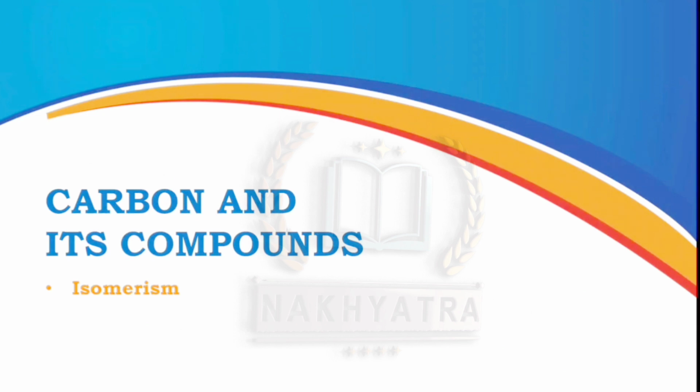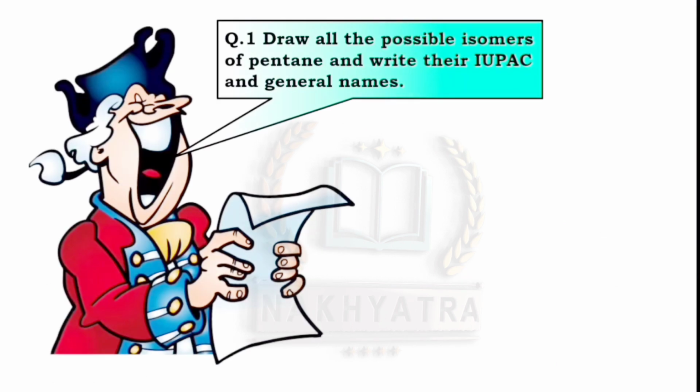Here our first topic is isomerism. I already explained to you earlier what isomerism means. Again, it means compounds having the same chemical formula but different structures. Now see question number 1: Draw all the possible isomers of pentane and write their IUPAC and general names. Pentane has the formula C5H12. We have to draw all the possible isomers and write their IUPAC and general names.